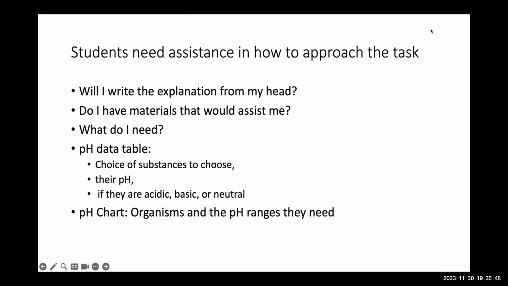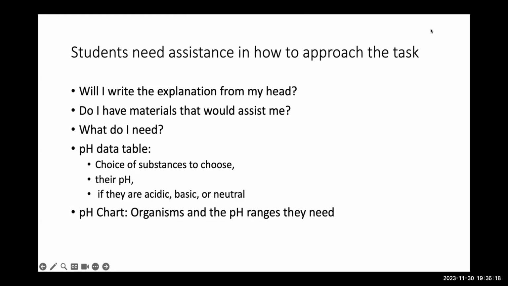That data table's not only going to help them choose a substance, it's going to help them see what the pH is, and then if it's acidic, basic, or neutral. These are all important ideas for their explanation. Another useful thing is going to be this pH chart, this one here. That's going to help them figure out what organisms would be able to live in a pH of whatever product they say, and then also the pH ranges they need.